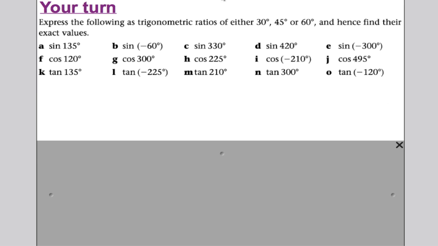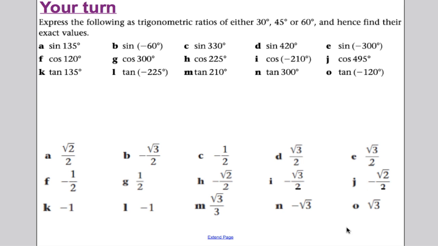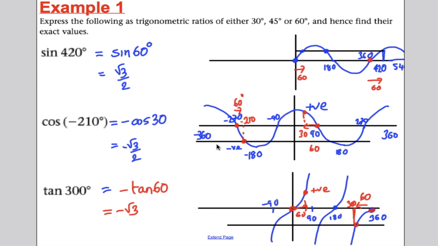Okay, here are the answers. I'm not going to go through these, I'm just going to put them up there. They're for you to make sure you can do. You have practiced this in Core 2, this is for you to make sure you can do, and you must use the graph method the way I've been using there to do that.